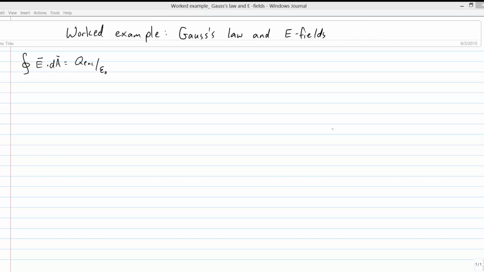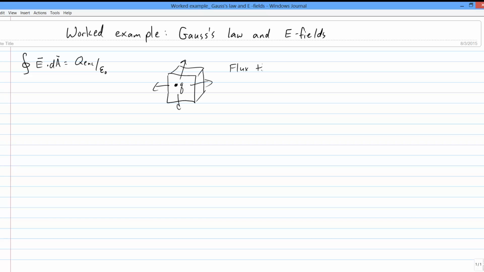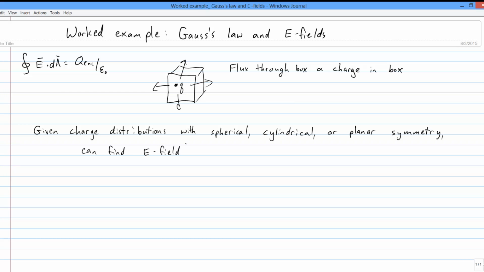Gauss's law always lets you say something about the amount of electric flux passing through a closed surface. Under certain circumstances, it also lets you solve for the electric field made by an object. Typically, those circumstances involve charge distributions that have certain kinds of symmetry: spherical, cylindrical, or planar. We're going to work through an example involving a cylindrically symmetric distribution of charge.